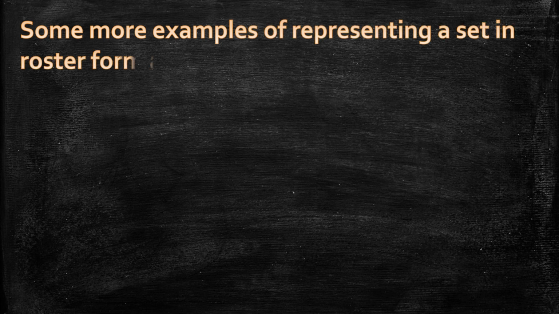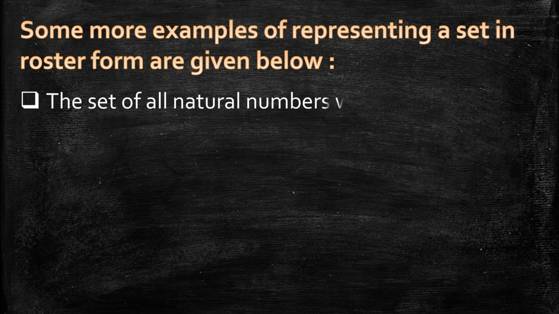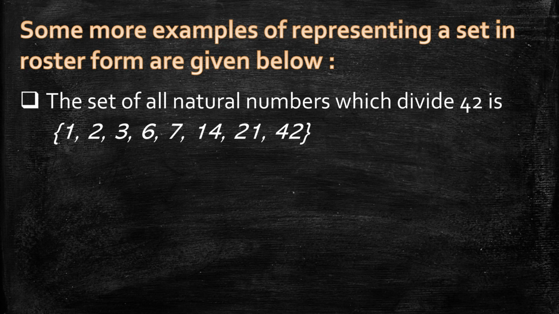Some more examples of representing a set in roster form are given below. The set of all natural numbers which divide 42 is {1, 2, 3, 6, 7, 14, 21, 42}. In roster form, the order in which the elements are listed is immaterial. Thus, the above set can also be represented as {1, 3, 7, 21, 2, 6, 14, 42}.